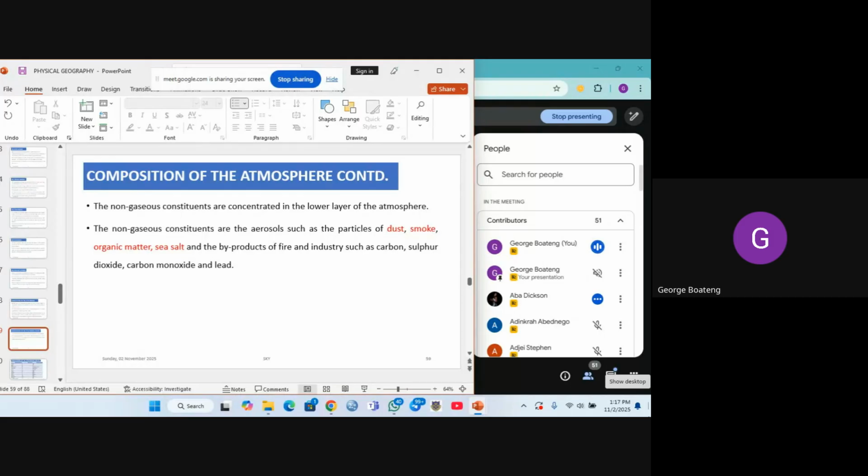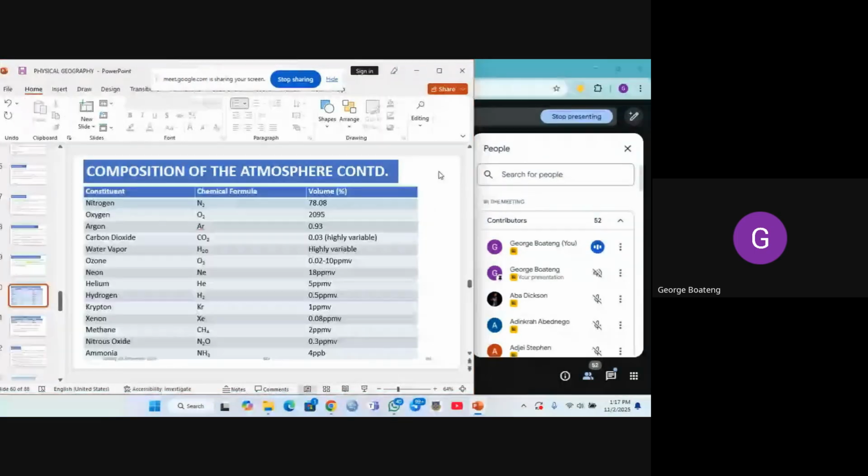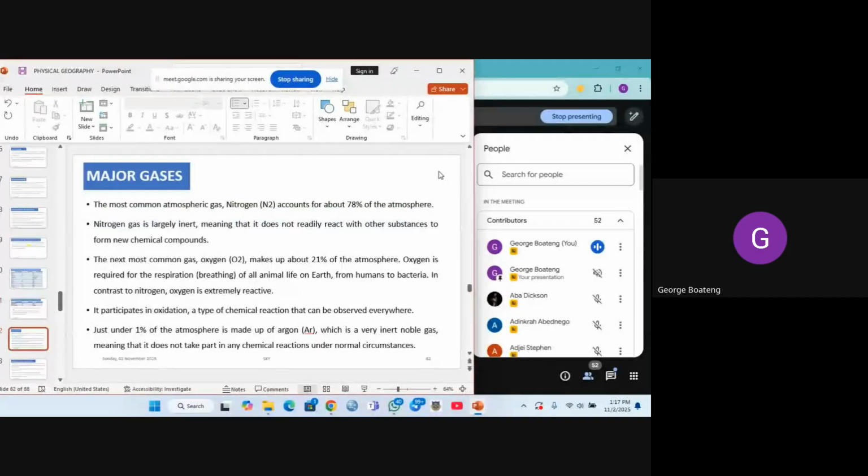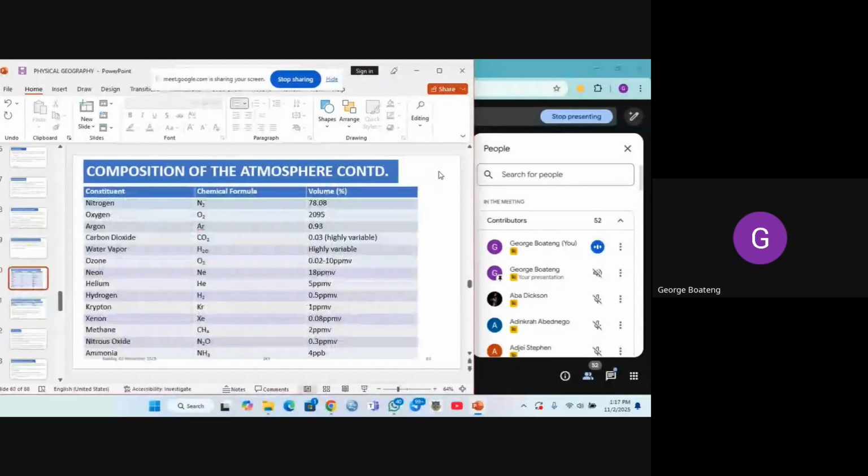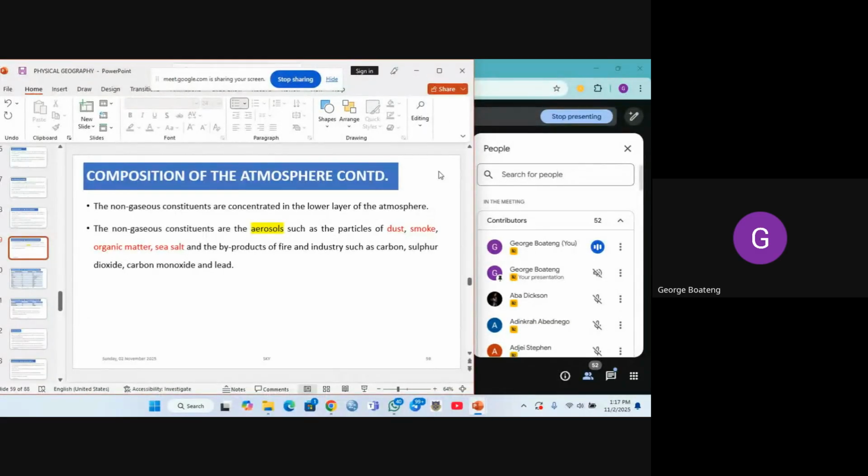Now, in the atmosphere, there are some known constituents that we call aerosols. The aerosols are made up of organic matter, the salts, the dust, and also smoke. And they are very, very important for the formation of rainfall. Any question up to this point? Any comment up to this point?